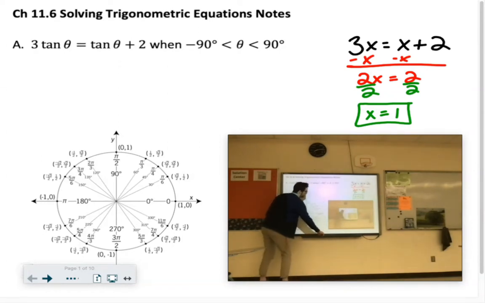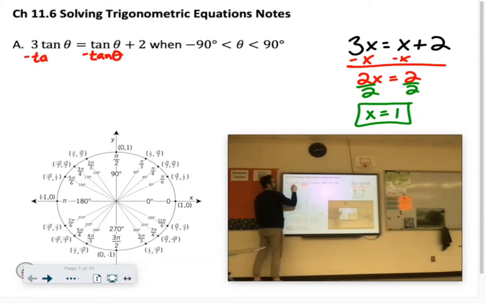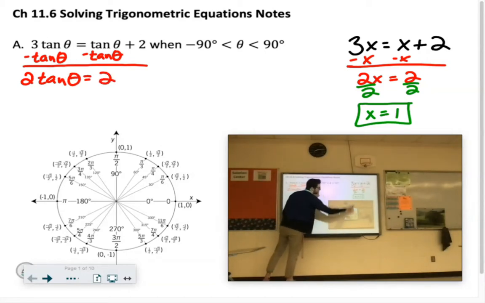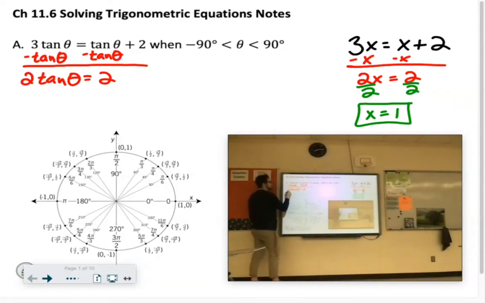So first we're going to subtract a tan of theta. And you don't always need to write this step. You could just go ahead and write 2 tan theta. But we'll show our steps for this one. 2 tan of theta equals 2. And then, just like over here with the x equation, we would divide both sides by 2, which will give us tan of theta equals 1.